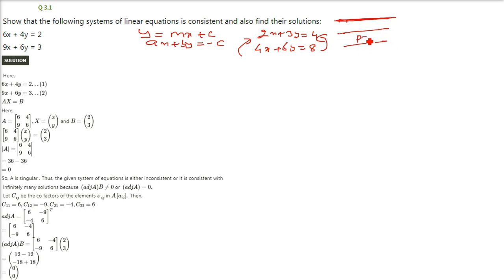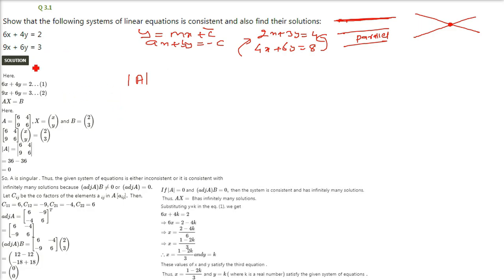There can be a possibility when two lines are parallel, they are never going to intersect. Parallel lines won't intersect. Then we have the third case, which is the actual solution, you can say, when you have intersecting lines. So you have to show here that first of all it is consistent, and then also to find its solution. So first thing is find out the determinant.